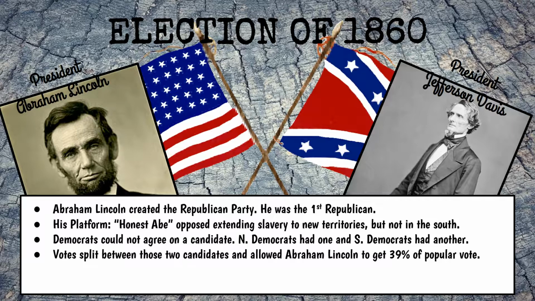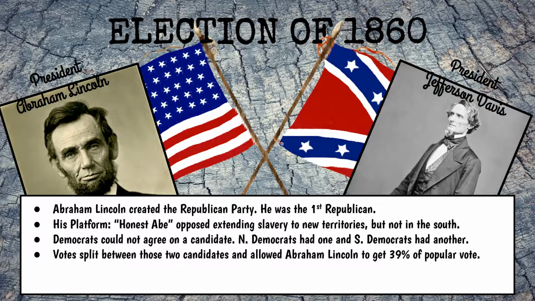Democrats, in the election of 1860, could not agree on a candidate. The Northern Democrats had one, and then the Southern Democrats had another. So what ended up happening is the Democratic votes were split between two candidates, and it allowed Abraham Lincoln to get 39% of the popular vote. If you win with 39% of a vote, that's not a majority. You still have 61% left. And so 61% of the country wanted a Democrat, but because they couldn't get their act together, it split.